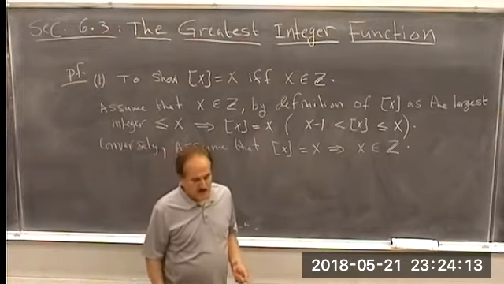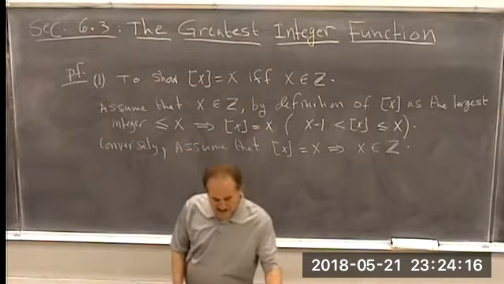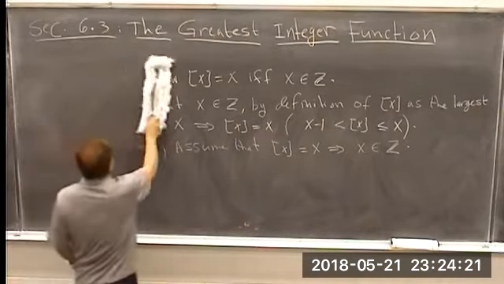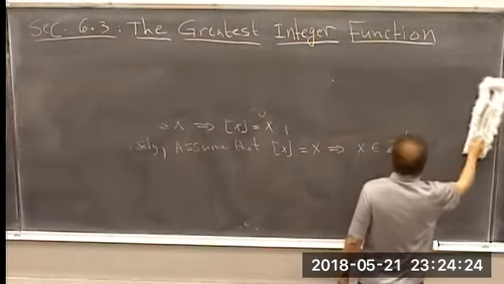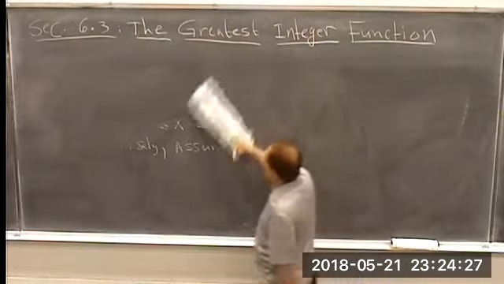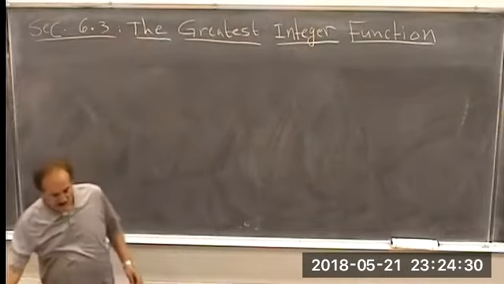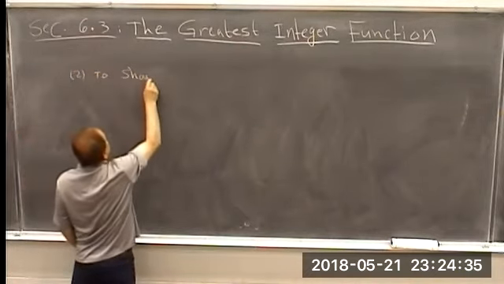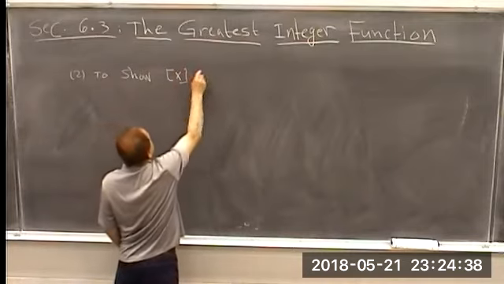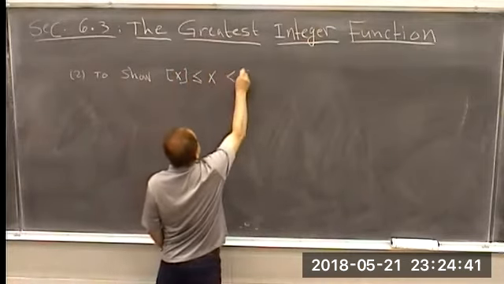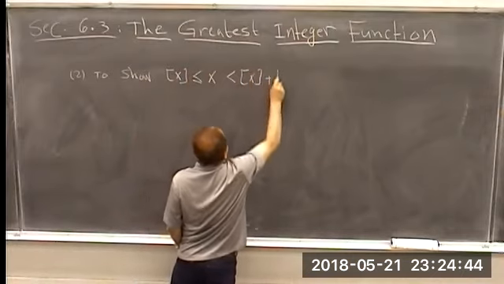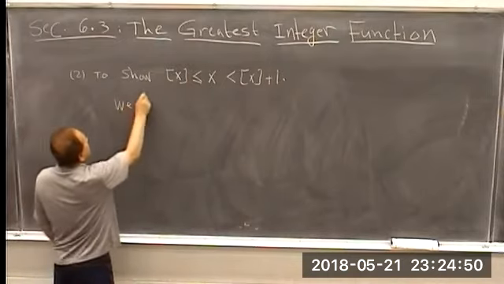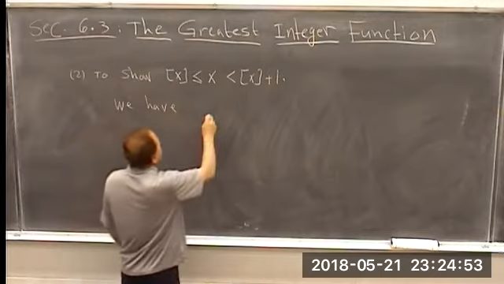Now let's go and prove the second property, that is this double inequality. So number two, I'm going to show that bracket x is less than or equal to x, less than bracket x plus one. Okay, so we know that we have this.